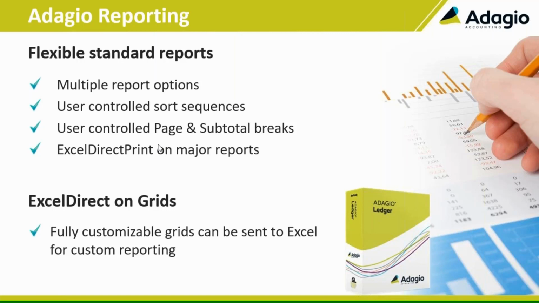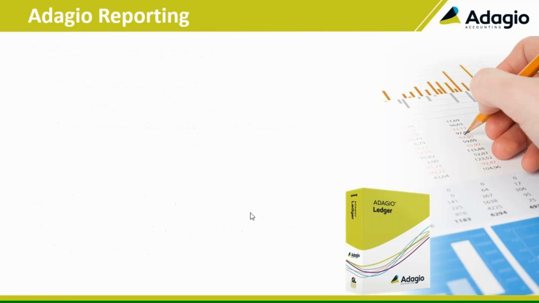I've shown before that the grids in Adagio are completely flexible, and you can put whatever fields you want out of the file on the grid, and then drop the grid into Excel if you want to do some kind of reporting in Excel. We've found that people make a lot of use of that feature because they're familiar with the way Excel works, and they're comfortable doing filtering and sorting and subtotaling in an Excel environment. So virtually every grid in Adagio can be sent to Excel.